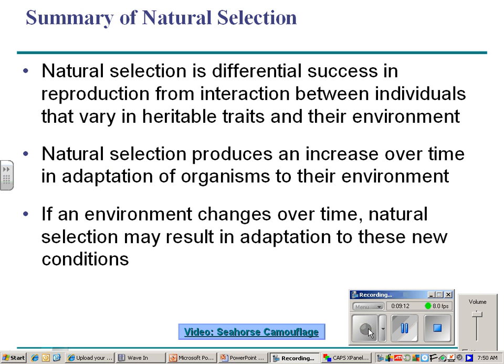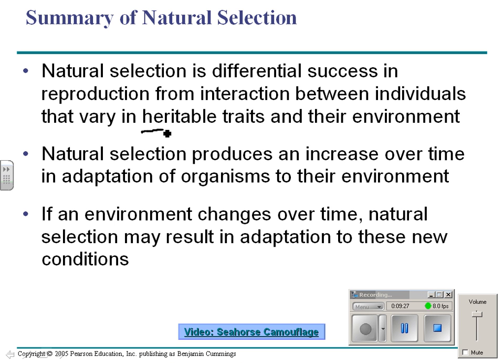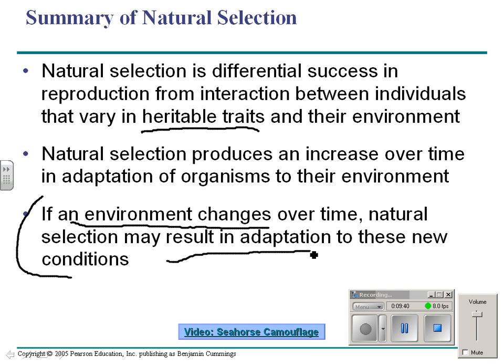So a summary of natural selection, and you can stop and read this if you want. Pause this and read it. Natural selection is differential success in reproduction of individuals that vary in heritable traits. So they look different, and their environment. One of the key ideas of natural selection is that if an environment changes over time, you may get adaptation to the new conditions. You may get a different kind of organism based on the environment.